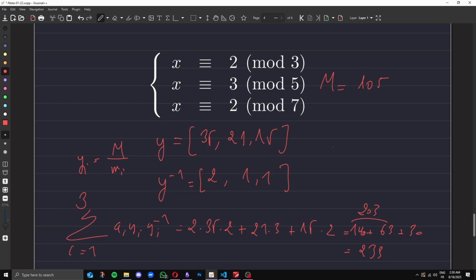So it's equal to 233. Now we found the solution, but now we want to find the one which is in the integer range 0 to 105. So I think we just need to remove 1 to 105. So it's like 210. 233 minus 210, that is 23. Okay.